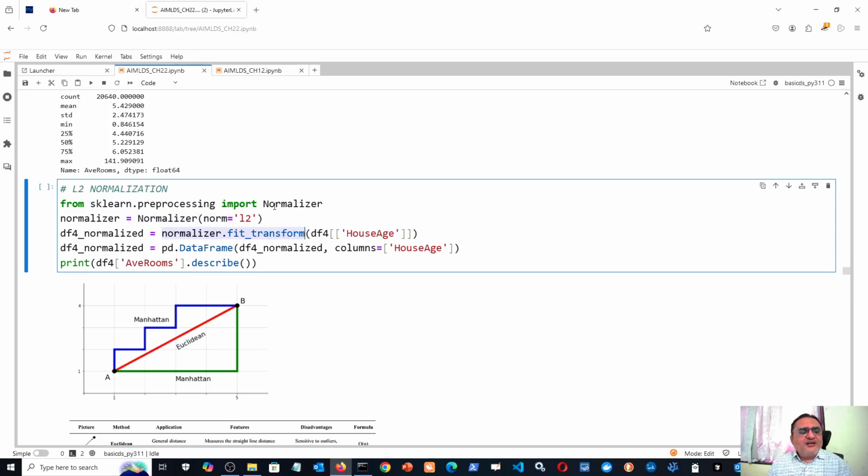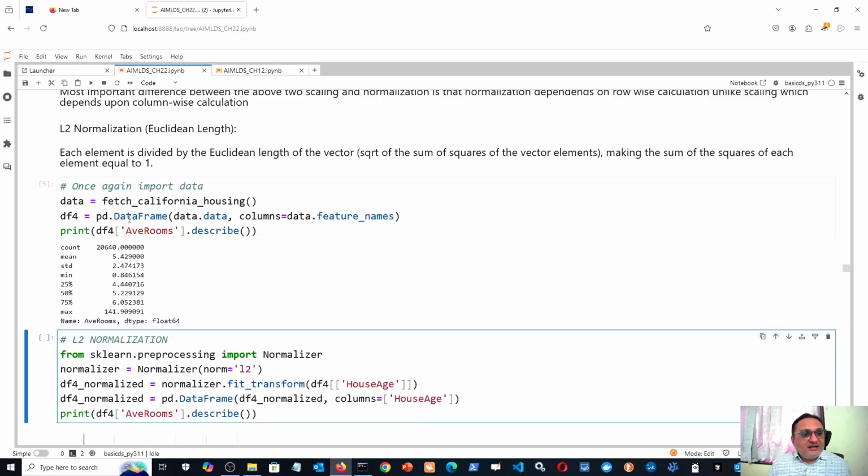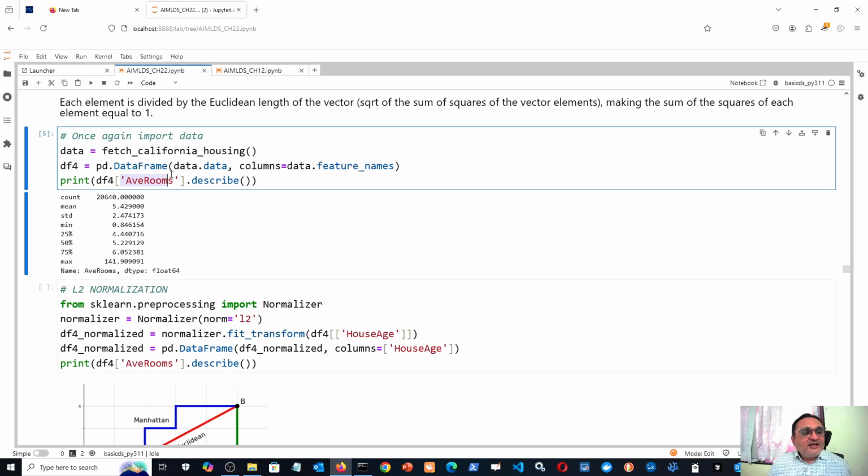This is what we have been doing everywhere throughout this chapter: normalizer.fit_transform, and in brackets you write either the entire data frame, then it will be applied to the entire data frame, or you can write one particular column of the data frame, then it will be applied to that one particular column. Now here I am writing average rooms, right? So this is average rooms. So I will here also make average rooms.